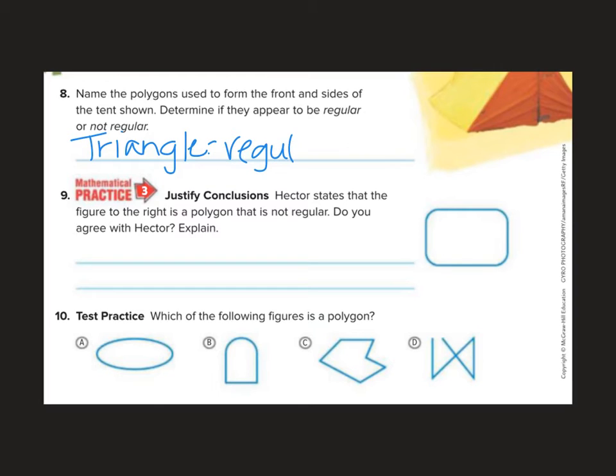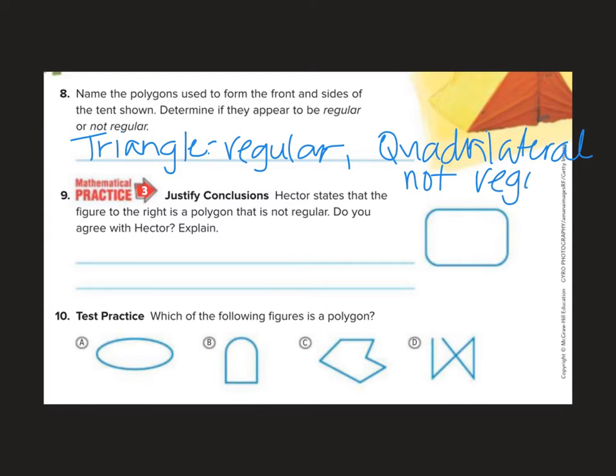So really we would write a regular triangle. And then it appears that the yellow side's a quadrilateral. It appears to be more of a rectangular shape, so that means not all four sides are congruent, so it's not regular. And I'm sure some of you are going to be like, oh, Mrs. Hamer, can I just write NR for not regular? Nope, we can spell out whole words here now, so let's do that, please.